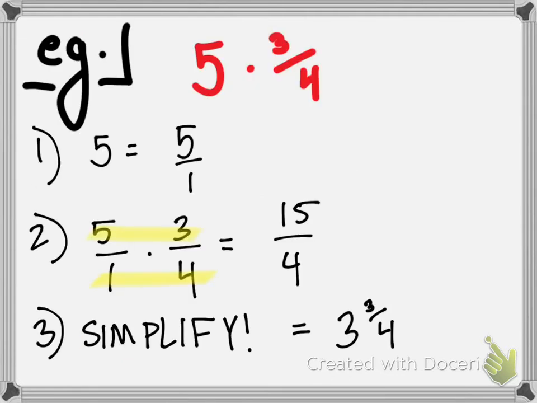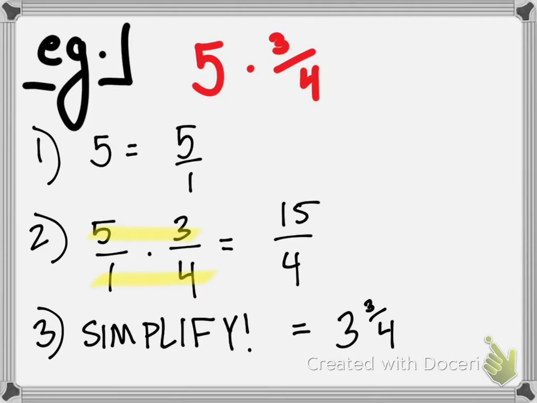Here's my first example. I have this number. Brian, what number is this right here? 5. Julian, what number is that right there? The one that I circled. 3. And then Lucia, what number is this right here? 4. Perfect. So what we have is 5 and 3/4.